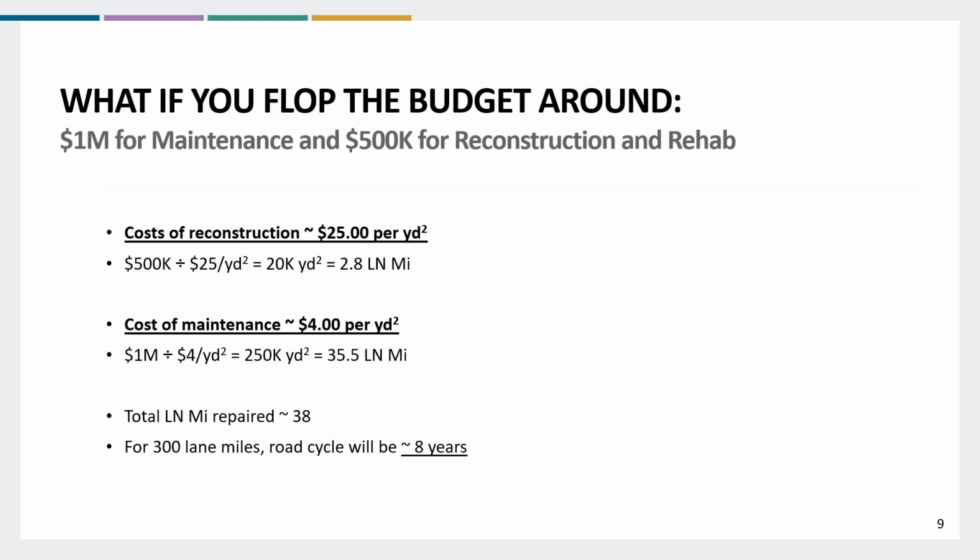So what if you flip that budget around, putting 1 million into maintenance and 500,000 into reconstruction or rehab? At $25 a square yard, with that 500,000, you're getting about 2.8 lane miles as opposed to that 5.7. Not a huge difference. Putting that $1 million into a $4 square yard treatment gets you 35.5 lane miles as opposed to 23.5. A pretty big difference. And your total lane miles repaired now are 38. Most importantly, your road cycle for that 300 lane miles is now cut down to 8 years, which means you can come back to that roadway and probably address it with another maintenance treatment, extending the life of that road.